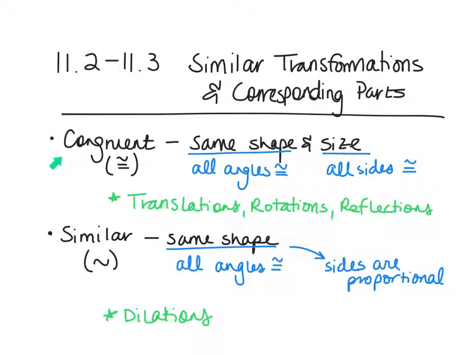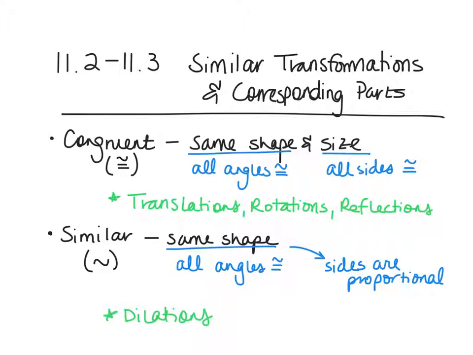So first of all, congruent. We already know that that means things are the same shape and the same size. And specifically, if they're the same shape, all the angles are congruent. That's what makes it the same shape specifically. The same size is because all of the sides are also going to be congruent. And then we know that we write congruent as this little equal sign with a tilde, that little squiggle on the top. The transformations that we already know about that create congruency are translations, rotations, and reflections. We've already learned about the 3 of those.